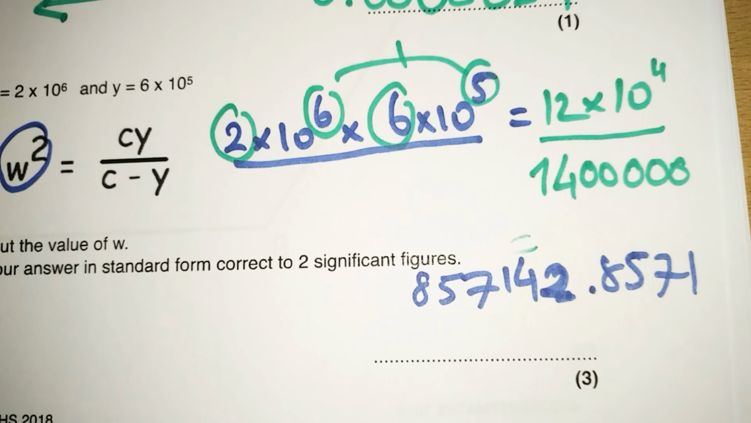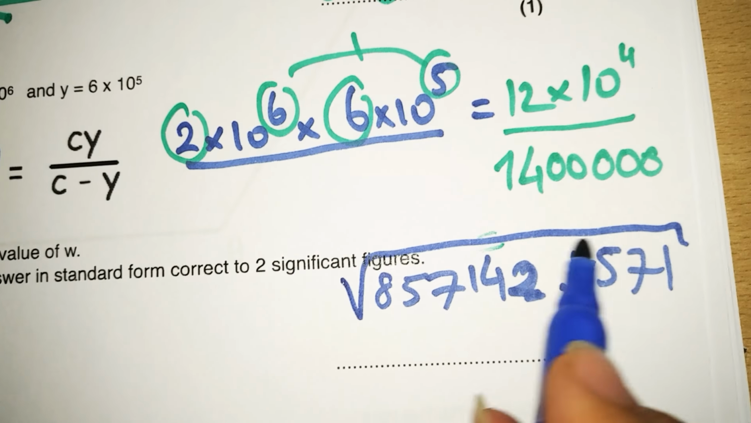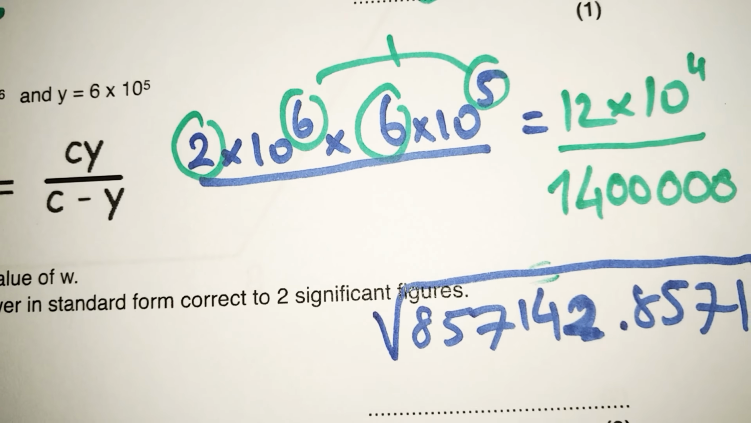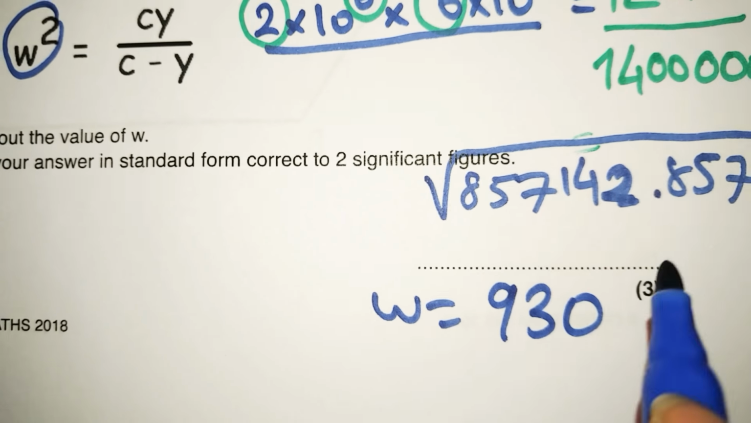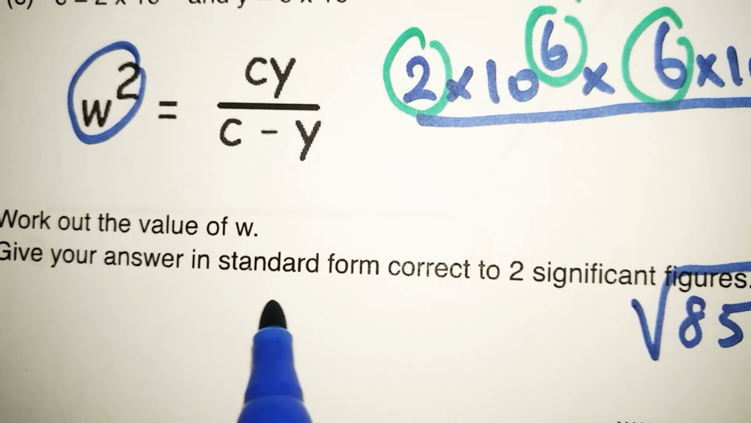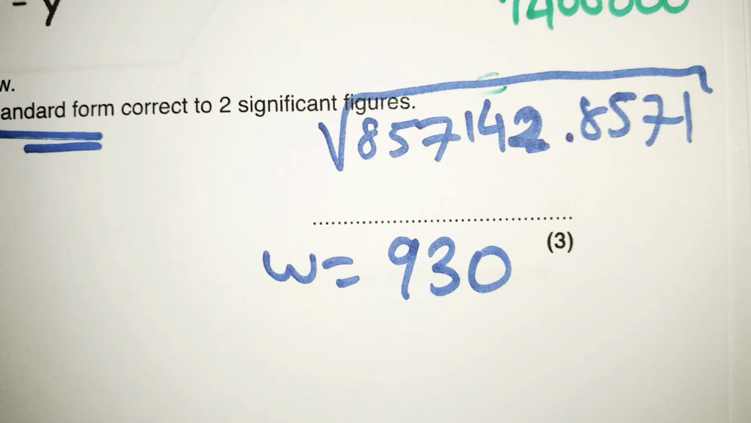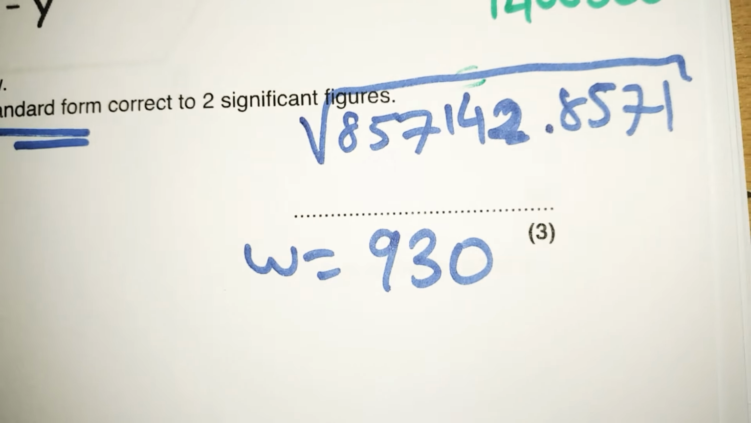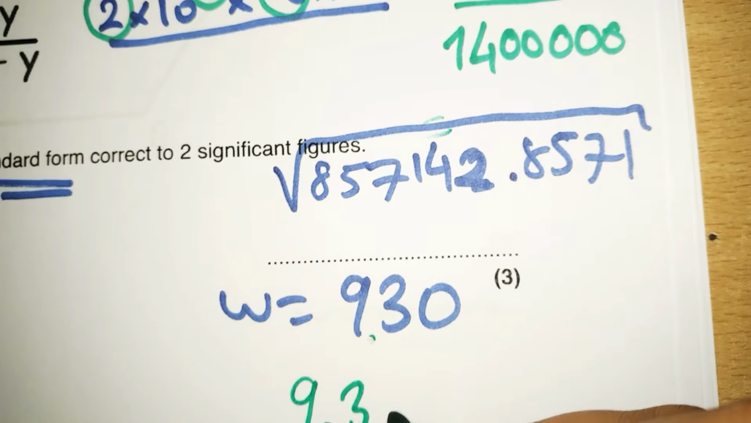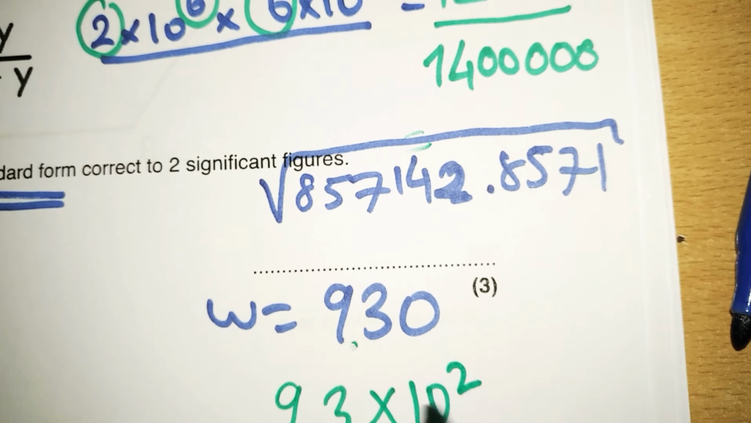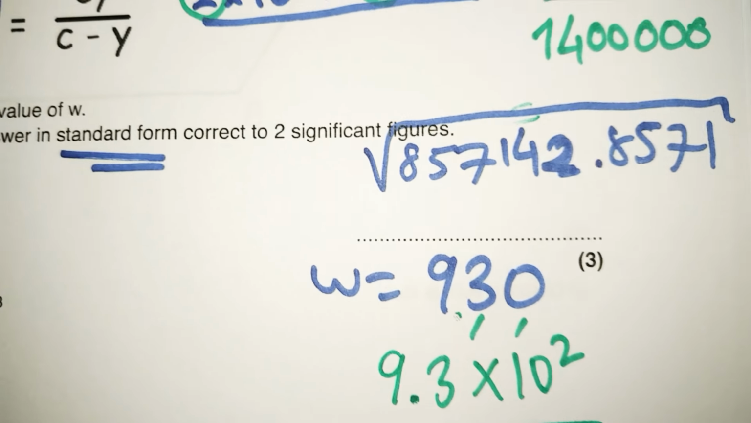So what should I do? I need to square root it. So you need to square root this value, and once you square root this value, you will get w equal to 930. So please remember, the question is talking about standard form, so you need to convert this to standard form. Remember, standard form cannot be bigger than 10, it has to be smaller than 10. So you put a dot here, and then it will become 9.3 times 10 to the power of 2, because we have 2 digits. So your final answer has to be that way.